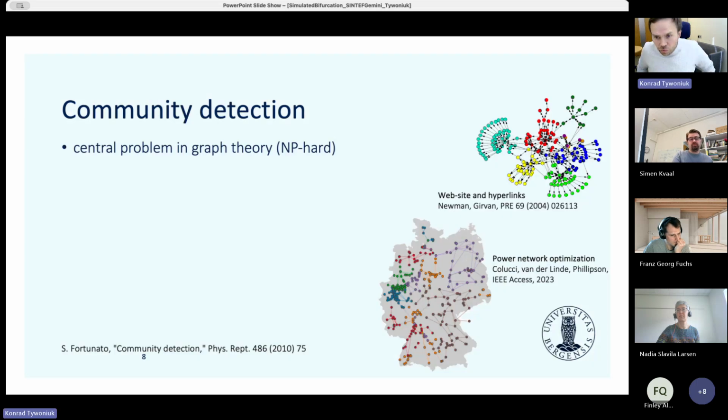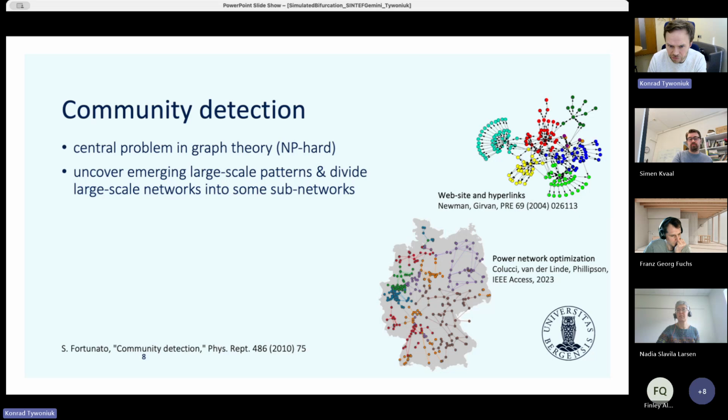So finally, to our problem, we decided to go for community detection. It's a very interesting NP-hard problem from graph theory, and it's about finding patterns in large-scale networks, also to divide them up into more manageable parts. We see here two examples. There are many more, but this one is basically the pages and hyperlinks of one website.